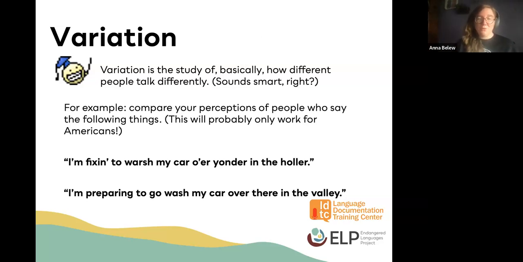Compare what you'd think of somebody who said, I'm fixing to wash my car over yonder in the holler, versus, I am preparing to go wash my car over there in the valley, right? You probably have an immediate, strong social perception of the difference in those varieties of English. And so the first one, I guess, would be my heritage variety of English, which would be Appalachian English. And then the second one would be formal, what they might call newscaster American English, right? The high prestige, standard, fancy pants version.